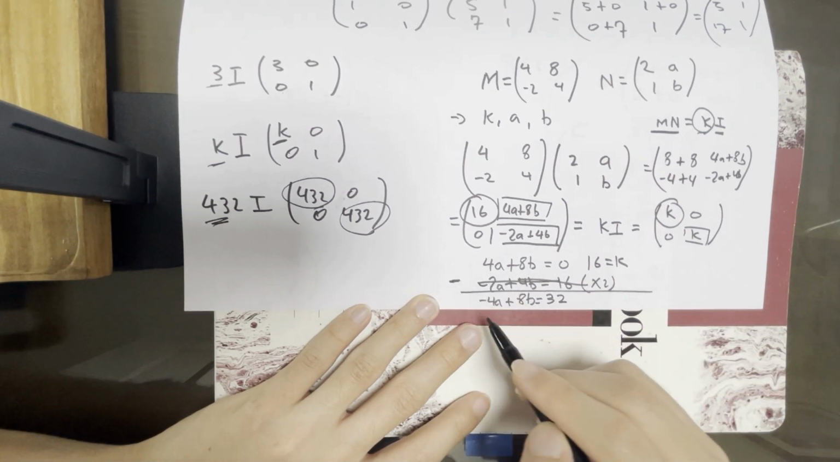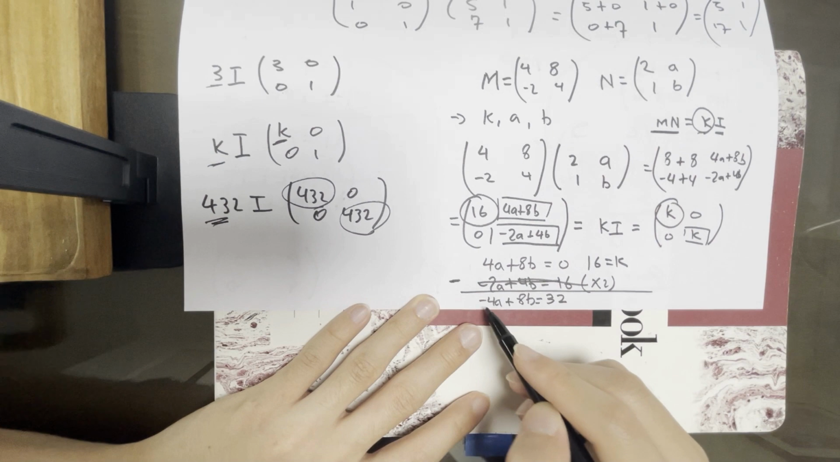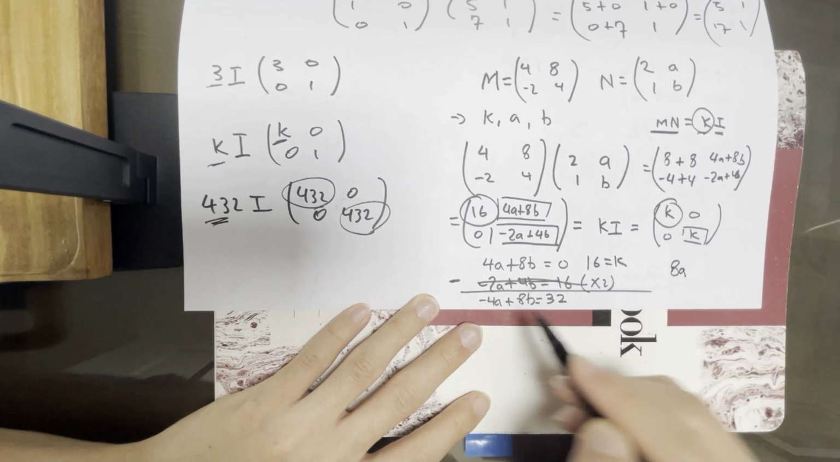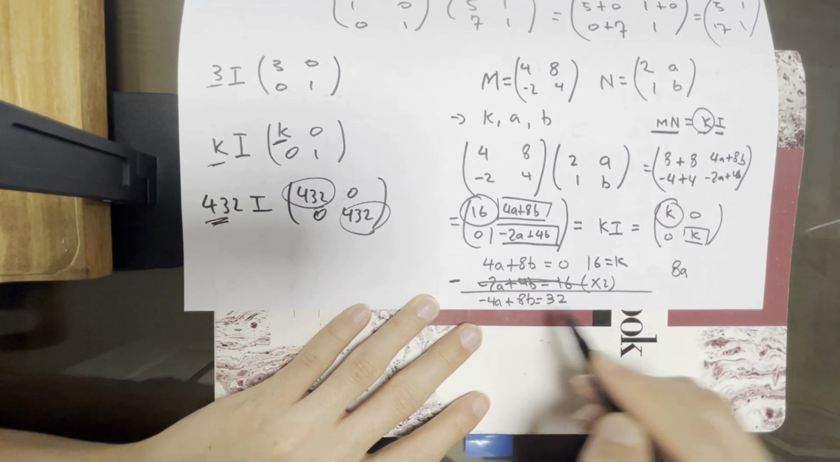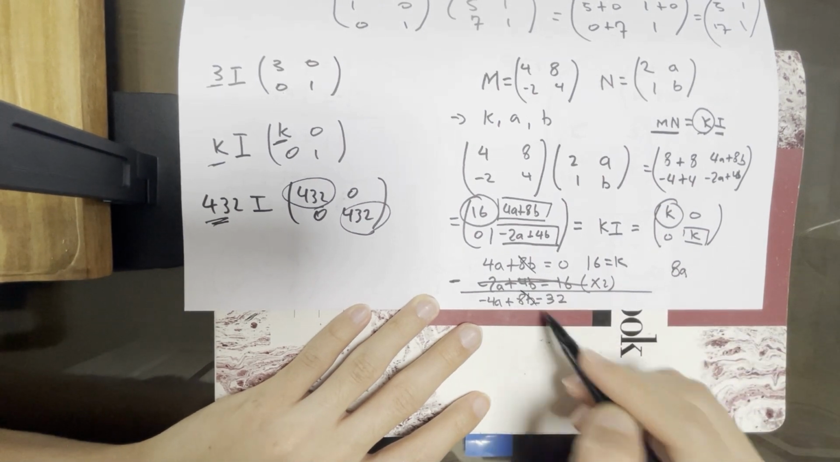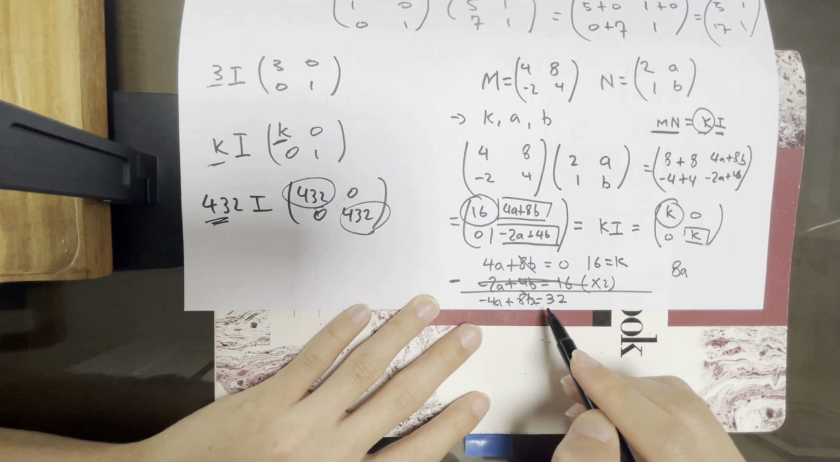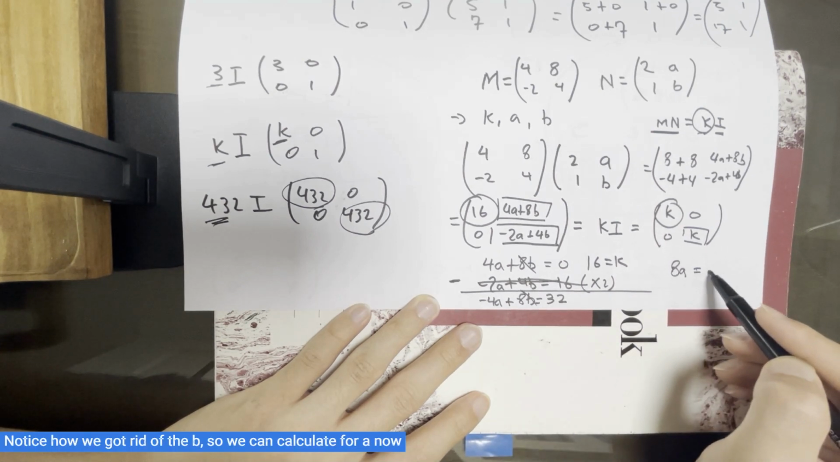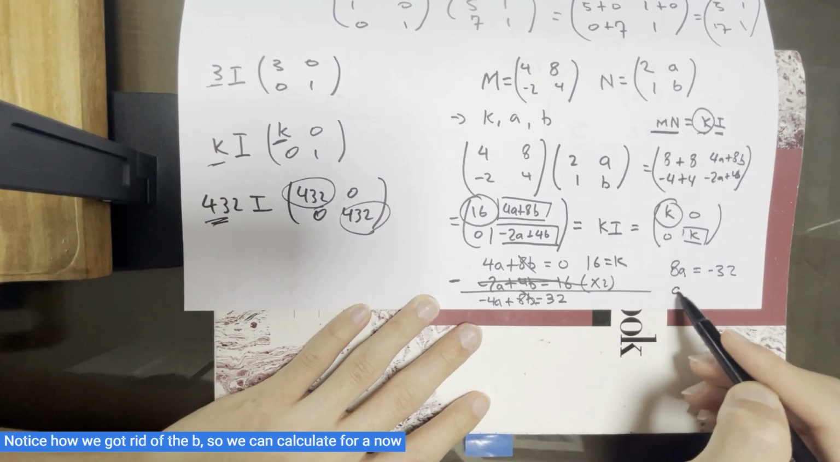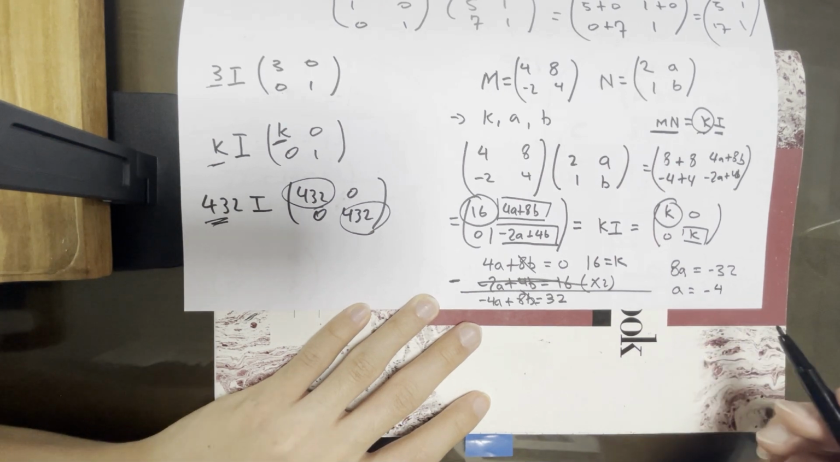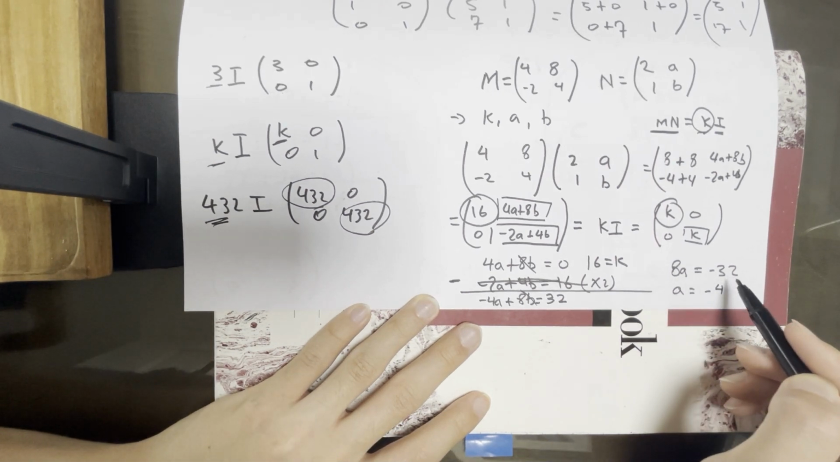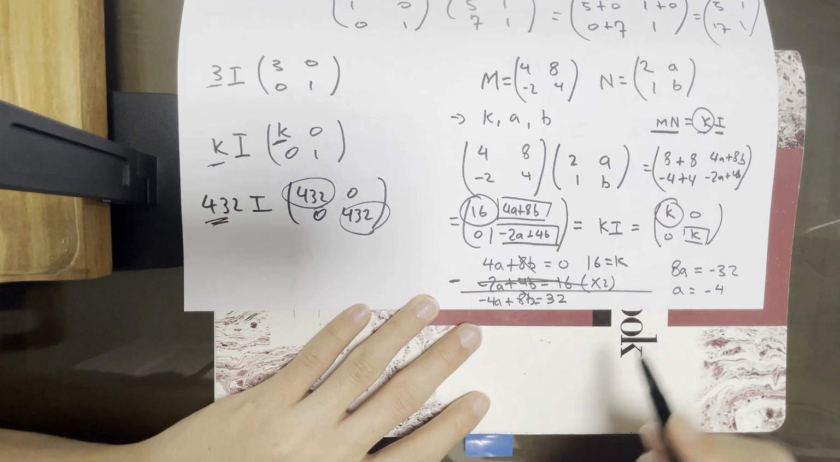4a minus minus 4a makes a positive, right? Minus and a minus. So that's going to give us 8a. Plus 8b minus 8b is going to give us nothing, they're going to cancel each other out. And 0 minus 32 is going to equal minus 32. 8a is minus 32, so we divide minus 32 by 8. That gives us a is equal to minus 4.